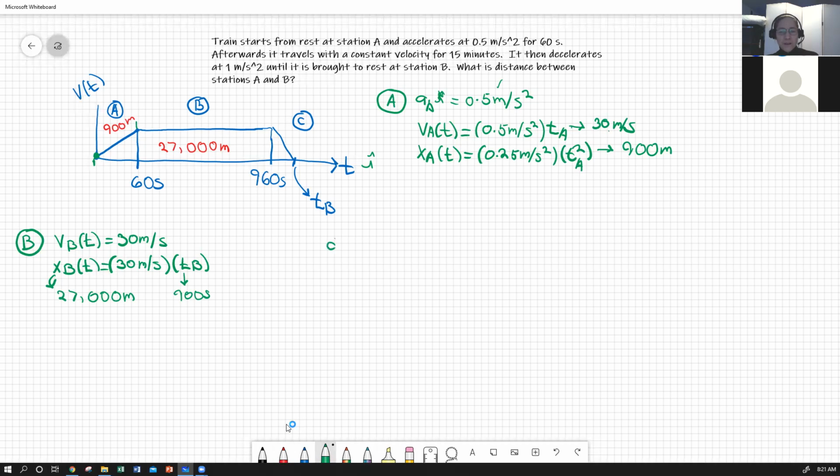Okay, region C. Acceleration in C is -1 meters per second squared. Constant. Velocity within region C at any time: -1 meters per second squared times t, the first time derivative. What's our constant of integration this time? I'm going to call this t_C.